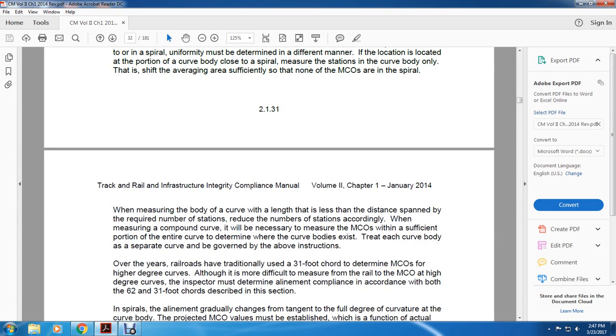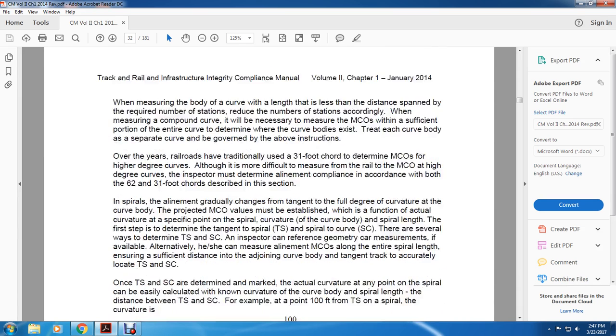When measuring a curve body with a length less than the distance spanned by the required number of stations, reduce the number of stations accordingly. When measuring a compound curve, it is necessary to measure the mid-chord offset with sufficient proportion to the entirety of the curve to determine where each curved body exists, and treat each curved body as a separate curve governed by the above instructions.